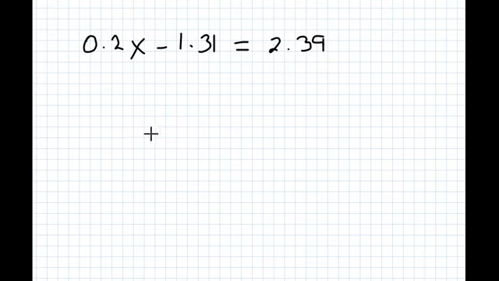We have 0.2x minus 1.31 is equal to 2.39. Whoops. What I'm going to do here is I'm going to go ahead and give you the solution, which is you should come up with 18.50. And I want you to try to show that x is equal to 18.50 once you manipulate this guy around.